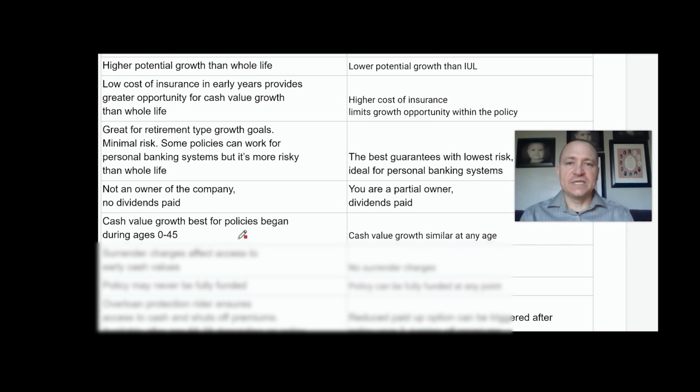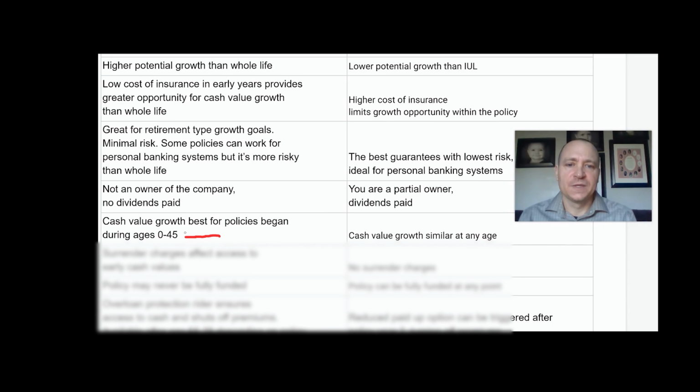Now, the cash value growth is best for an index universal life policy if you begin it during the ages of 0 to 45. Because it serves a similar purpose as a Roth, you need to have time for it to perform while the cost of insurance is low. So it is definitely best if you start these policies before about the age of 45. After the age of 45, the cost of insurance starts to go up. It's definitely higher than we would like it to be, and it just makes it harder to offset the cost of that insurance and take full advantage of the growth that's available.